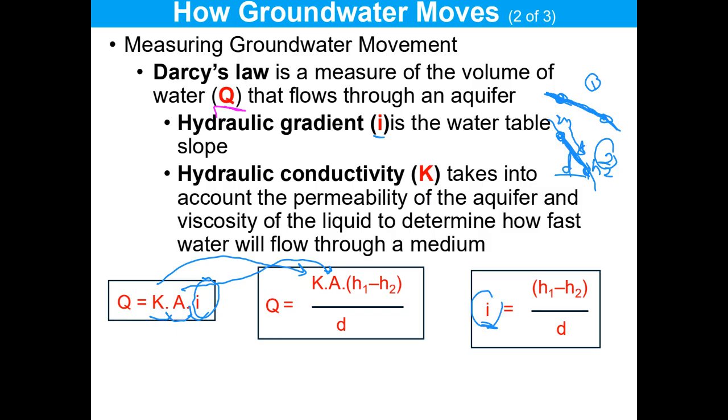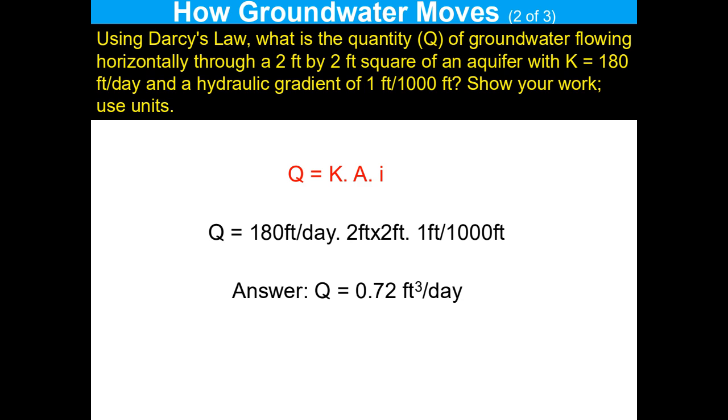If I plug this right here, that's I. So Q equals KAI, where I, again, is the hydraulic gradient, and you get this equation: Q equals K times A times H1 minus H2 over D. So let's see how you can use this, the amount of water flowing through a certain area, using the equation. Very simple.